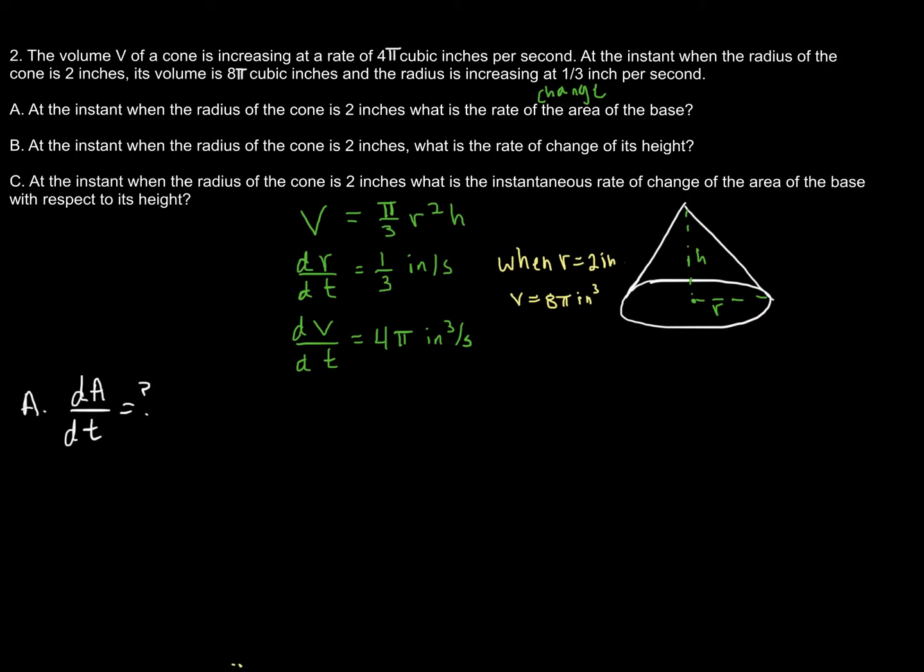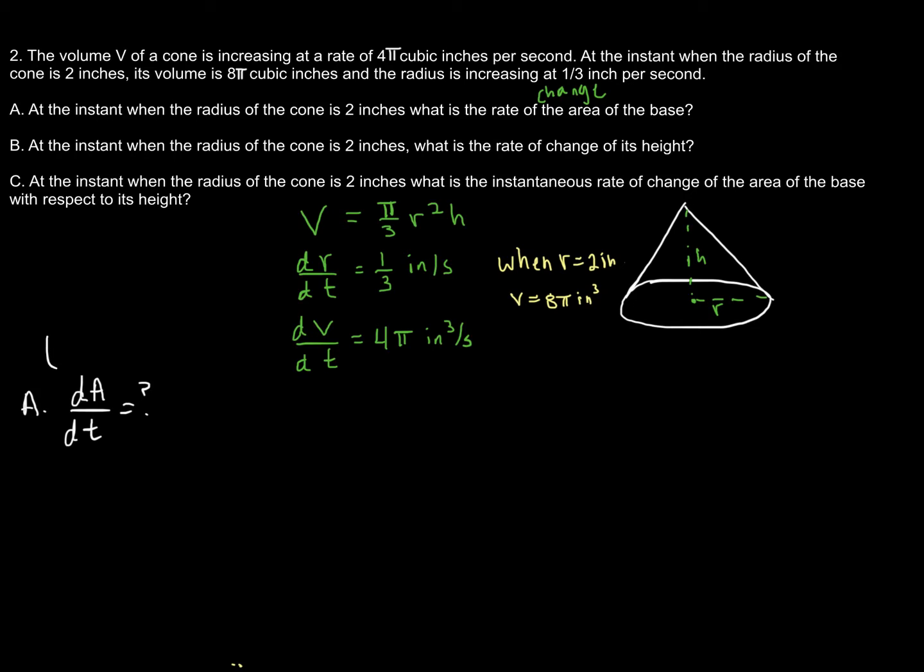Now, what is the rate of change that I know, which I can then use to relate to the area? There's a couple ways to think about this. The first is just to immediately say to yourself, well, what is the area of the base? Well, remember that the area of the base is the area of this circle here, and the area of a circle is pi r squared.